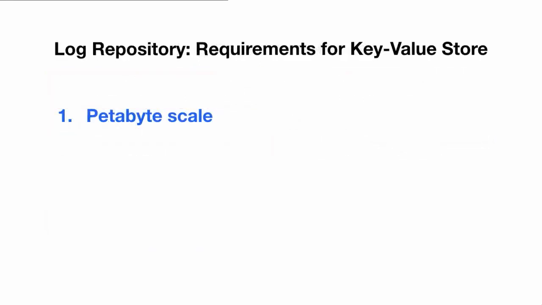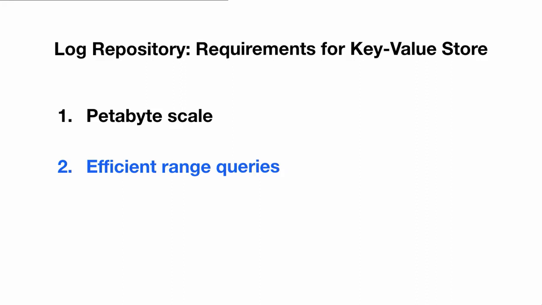Log repository requirements for key value store: 1, petabyte scale. So now that we know it seems like a great idea to move log repo into a database, we need to figure out what a database that's actually capable of storing this data looks like. Number 1, we have petabytes of data, so our database needs to be petabyte scale. Number 2, efficient range queries. All of our queries are for a time range of one type of data, so our database has to support range queries. That's pretty easy. Some simple requirements. These are effectively our technical requirements. So if our key value store doesn't do these things, there's no way we can make log repo fit in there.